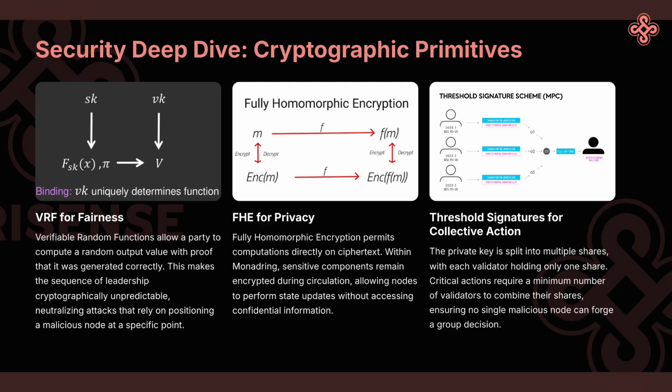Next, in terms of privacy protection on the blockchain, Monadring integrates fully homomorphic encryption, FHE. FHE is a groundbreaking encryption method, allowing computations on encrypted data to yield encrypted results that match operations performed on unencrypted data. In Monadring, this means that sensitive data within the token remains encrypted during its circulation. Nodes can still execute necessary updates and checks on this data without accessing the underlying confidential information.